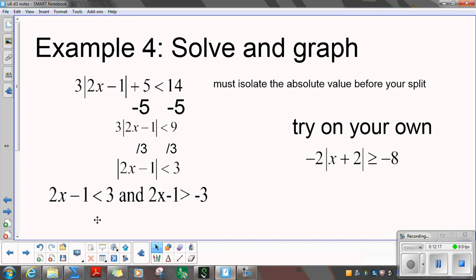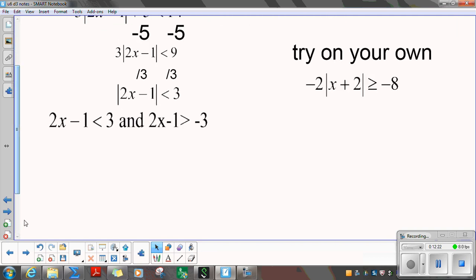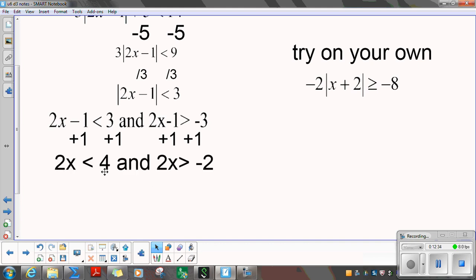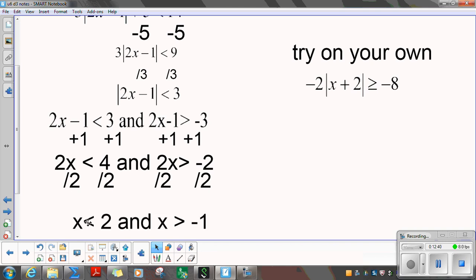Okay? Then I can go ahead and solve it. So I'm going to add 1 to both sides, or all sides really. So I'll get 2x is less than 4 over here, and 2x is greater than negative 2. Divide everything by negative 2, or divide everything by 2 at least. So then I get x is less than 2 and x is greater than negative 1.